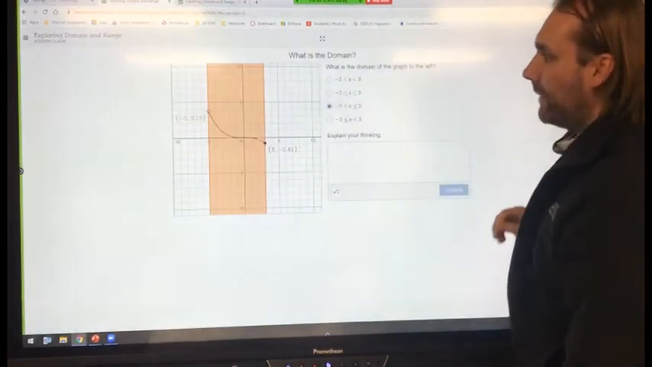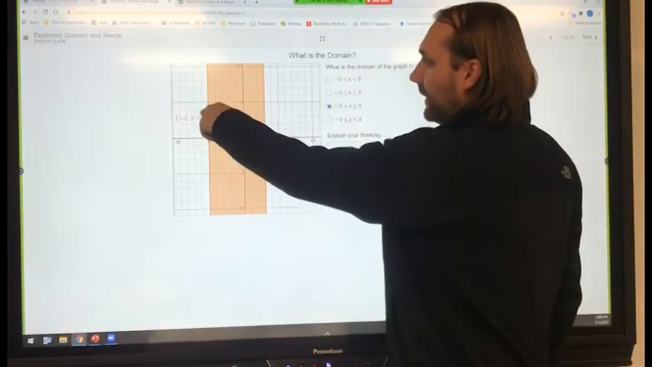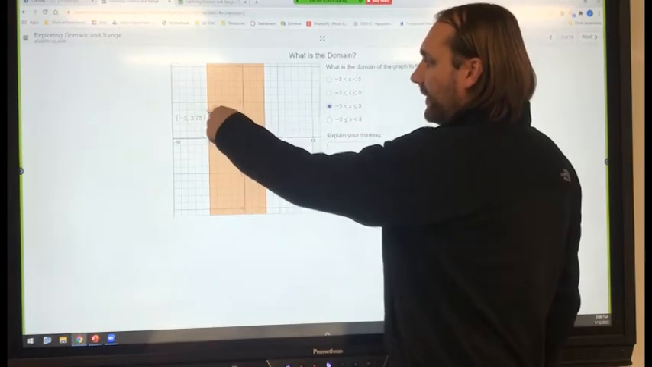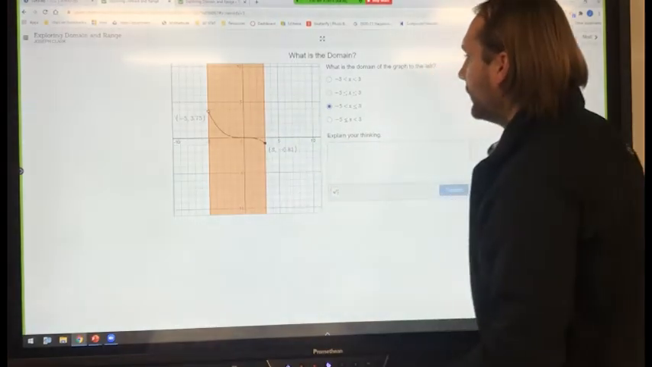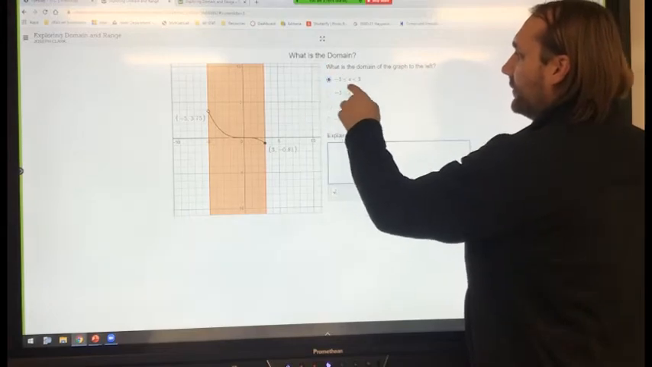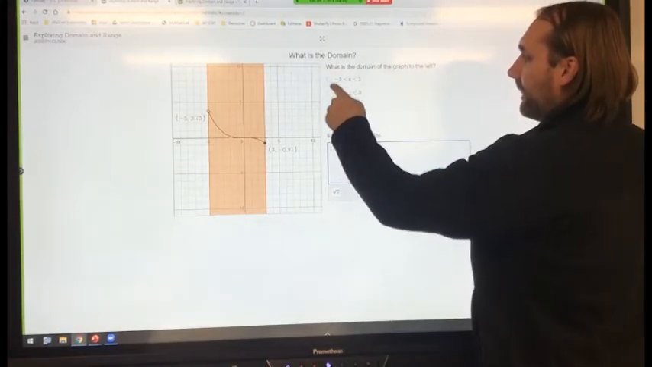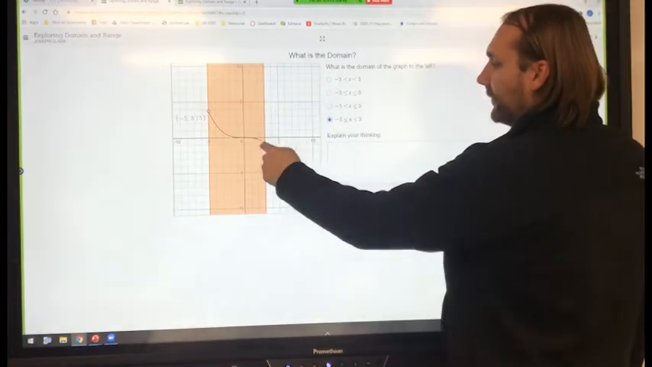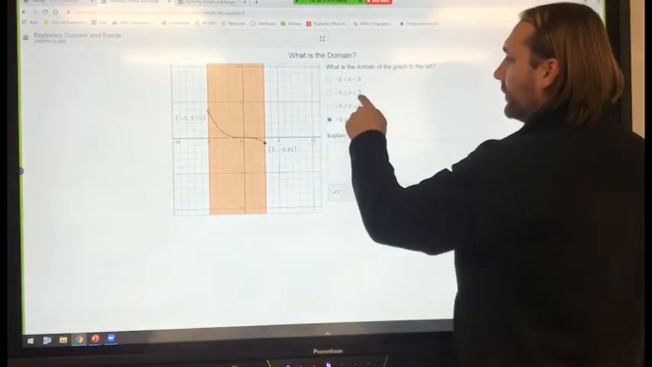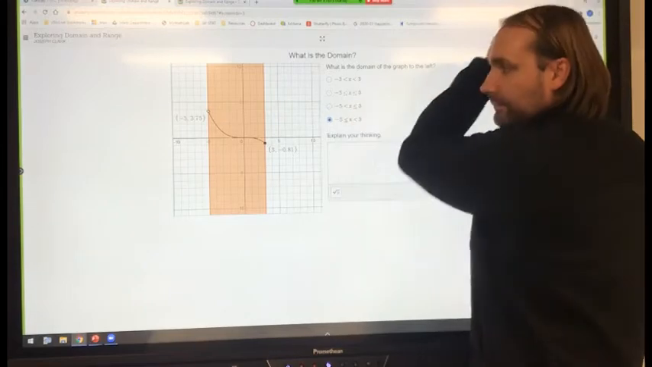One thing I want to bring up about open and closed circles here is that an open circle represents not equal to. So with not equal to, you would not use the equal sign here, like B and D. And this closed circle means equal to. So you would use an equal sign here.